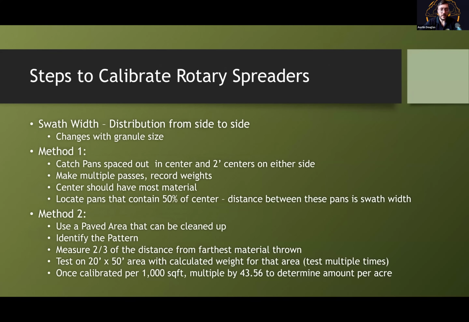How do we calibrate rotary spreaders? Well, we have to figure out our swath width. That's the distribution from side to side of the product. And that's going to change with granule size. Some granules are heavier and some granules are lighter.